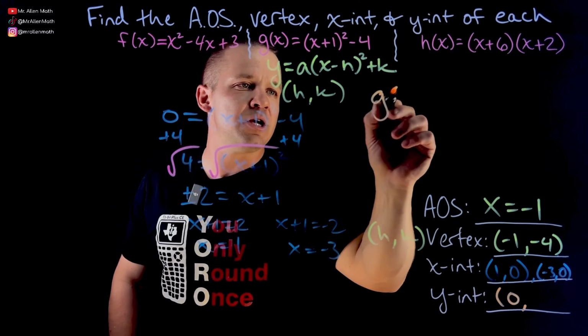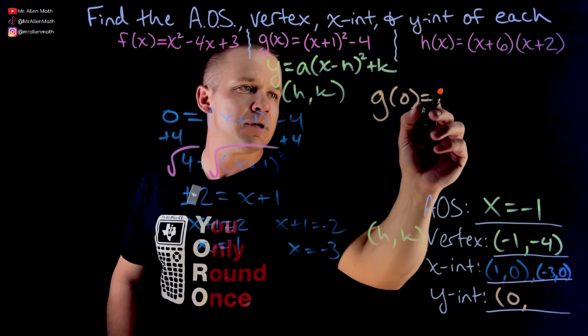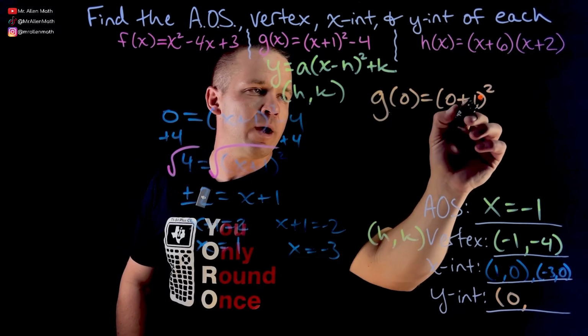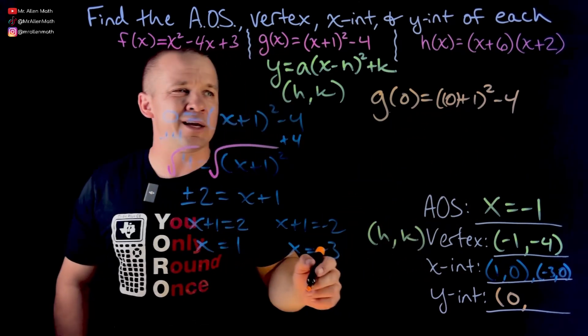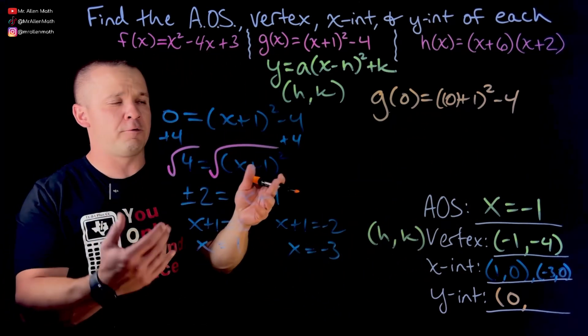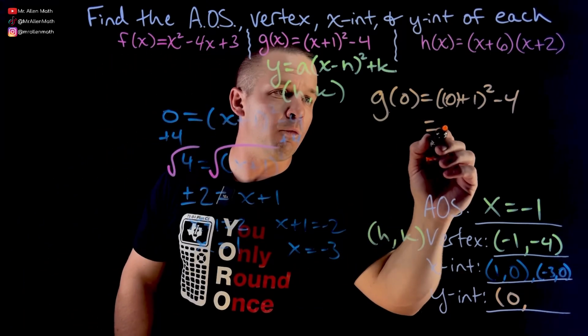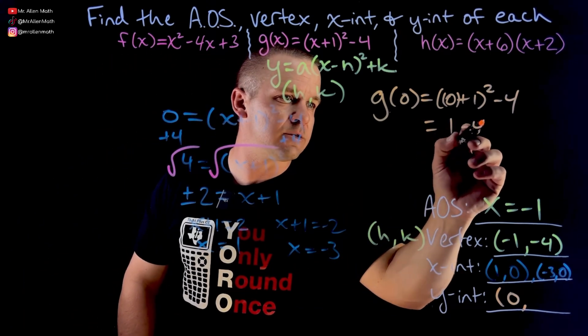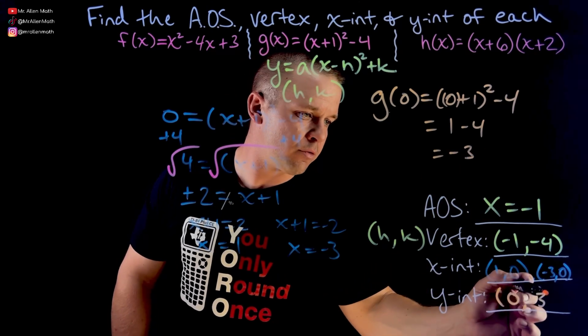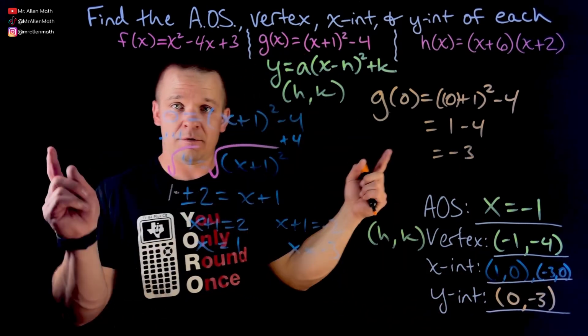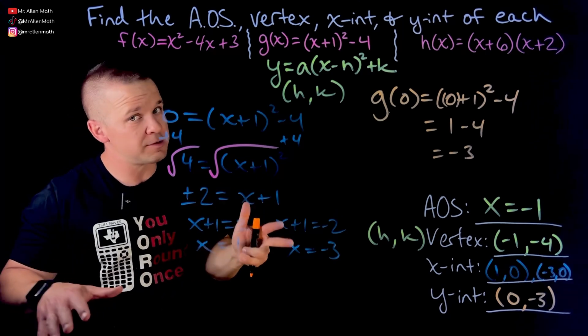All right, so I'm going to do g of 0 equals, I have (0 plus 1) squared minus 4. A lot of times I will put parentheses around the number that I'm substituting in. Sometimes those parentheses get a little bit overwhelming. It's up to you, though. So I've got 1 squared is 1 minus 4, -3. So we have (0, -3), kind of a coincidence that those are like flip-flops of each other. It can happen. Doesn't always happen that way.